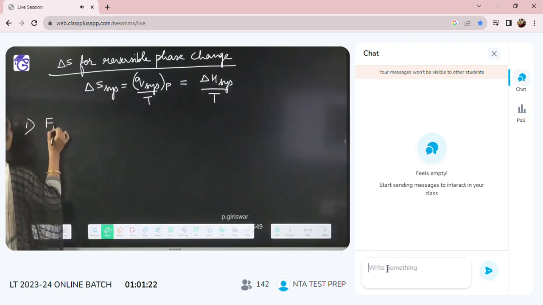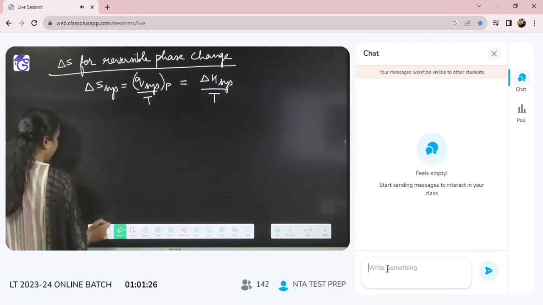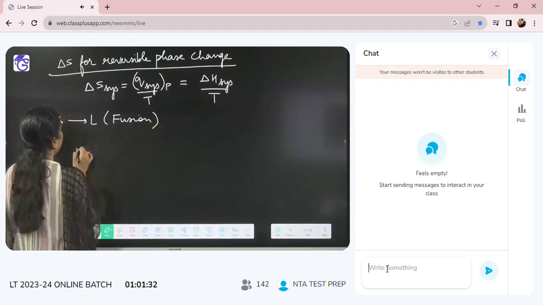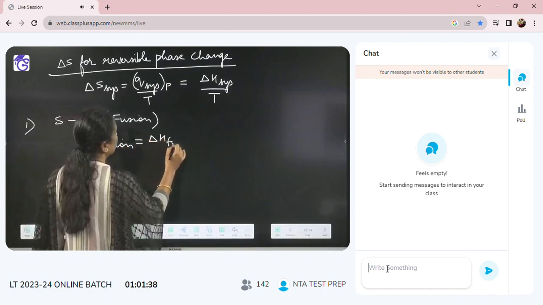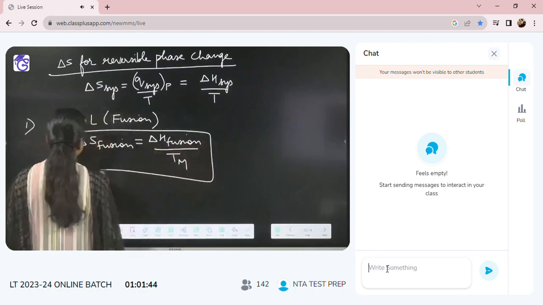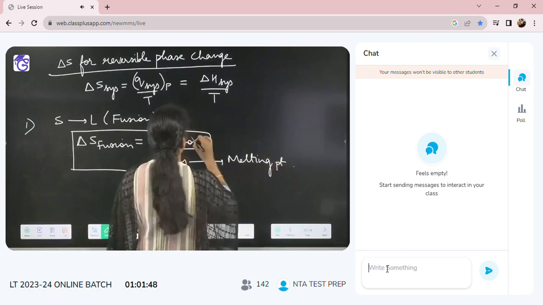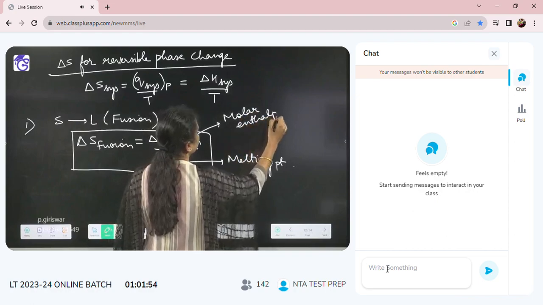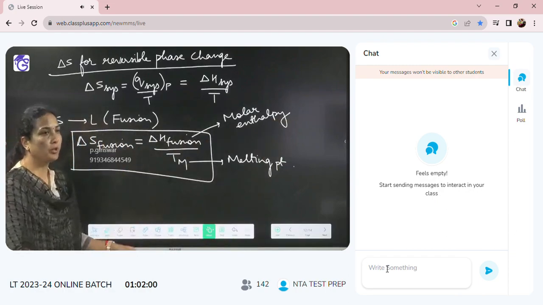First one is fusion. Solid to liquid is fusion, and I'll write delta S fusion equals delta H fusion upon the melting point temperature, or melting point. Here it is molar enthalpy. Right? Whatever delta H we write, it will be defined per mole here. Okay.